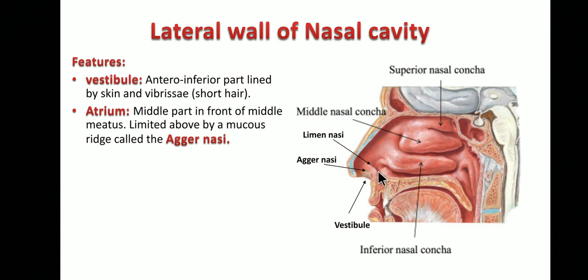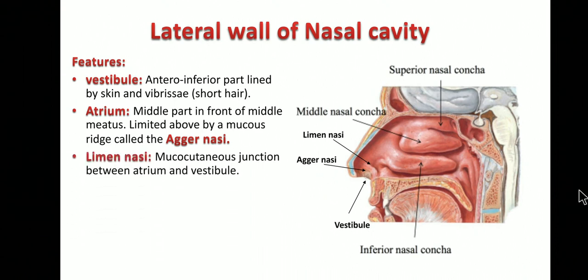Above it will be limited by a ridge of the mucous membrane called the limen nasi, and below you see a mucocutaneous junction, because the vestibule is lined by skin, and exactly when you go into the lateral wall it is the mucous membrane. That mucocutaneous junction is actually called the agger nasi, and this is actually called the limen nasi. Limen meaning is entry point. So you also come across a limen insula in the brain. Limen means entry. So that is actually considered as the entry point into the lateral wall of the nasal cavity.